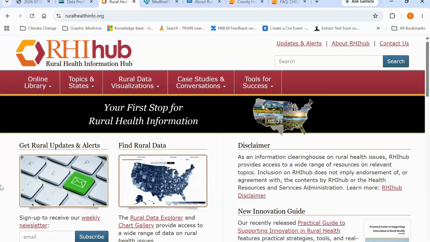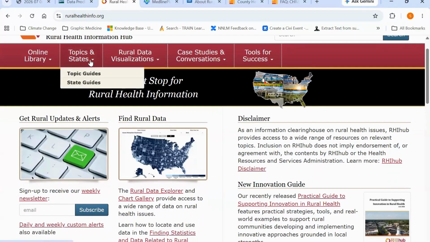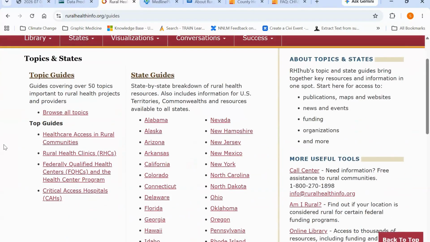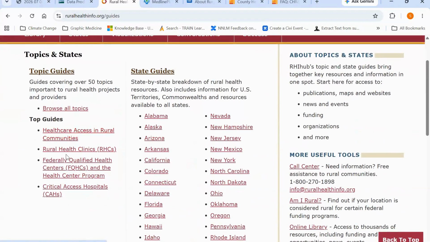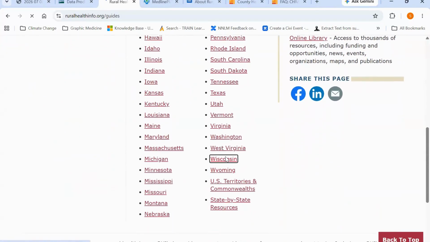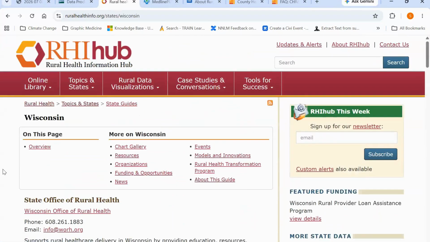And so we have topics and states. And so this is just pure list form, topic guides. So we were talking about access earlier. So rural health clinics, federally qualified health centers, and then the state guides. And since I picked on Wisconsin earlier, I'm gonna do that here. And so this gives you an idea of what kind of information is available in those state guides.